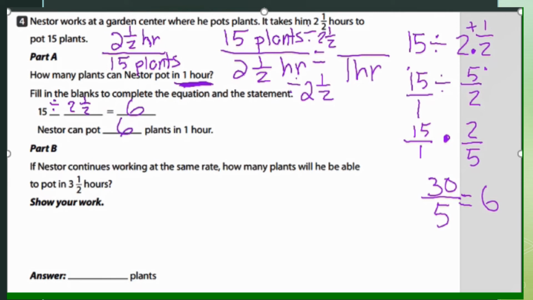Now, if you don't like dealing with fractions, you can change it to a decimal. So 2 1/2 is equivalent to 2 5/10, which we know. So we can have 15 divided by 2 5/10. Your divisor needs to be a whole number, so multiply by the power of 10. If you multiply the divisor by the power of 10, you need to multiply 15 by 10. Where's your decimal point? Right here. So you will move your decimal point 1 time to the right.